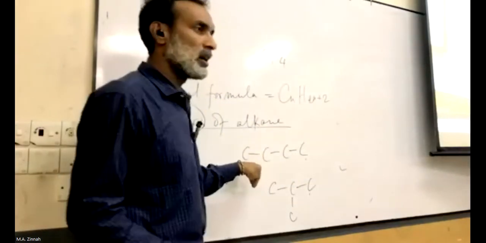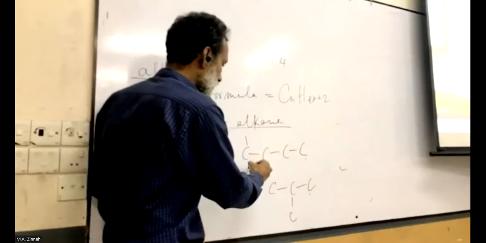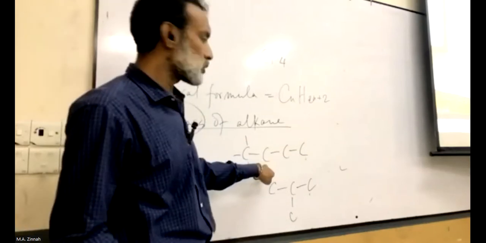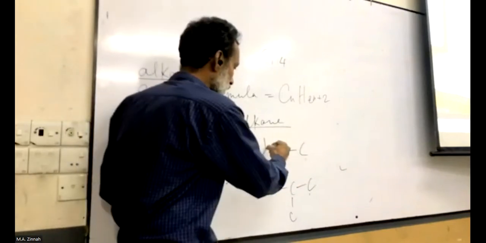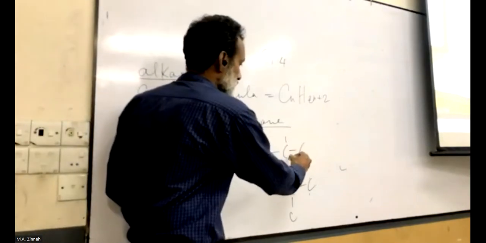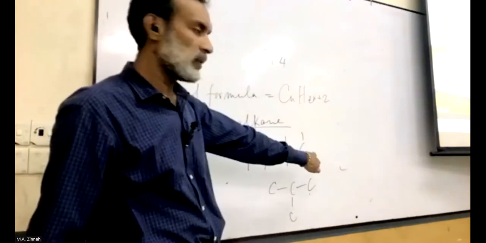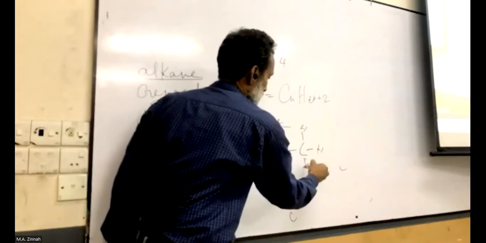Look at the first carbon. How many bonds are already there? 1. So I'm giving how many? 3. How many bonds are already there on the second carbon? 2. So I can give 2 more bonds. Now it's 4. How many are there? 2 and 2. And here, isn't this a mistake? Yes, there should be another. So now put hydrogen atoms on all the bonds.